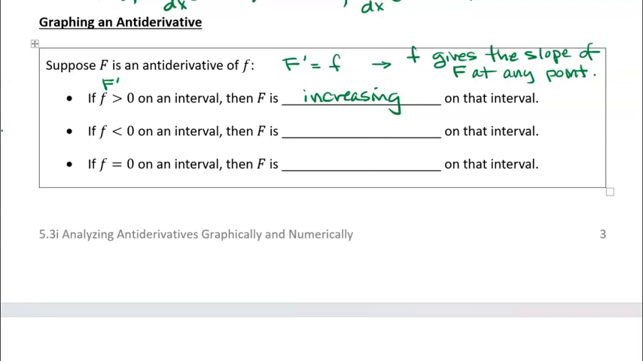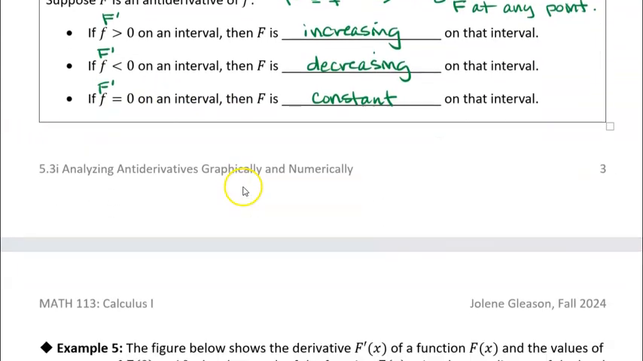Now, if lowercase f is negative, remember that this is f prime, and if that's negative on any interval, then capital F is decreasing. Capital F is the antiderivative. And if lowercase f is 0, again that's f prime, on an interval, then capital F is constant. Or it's a point where it's changing from increasing to decreasing. Okay, so let's go ahead and take a look at the next example.